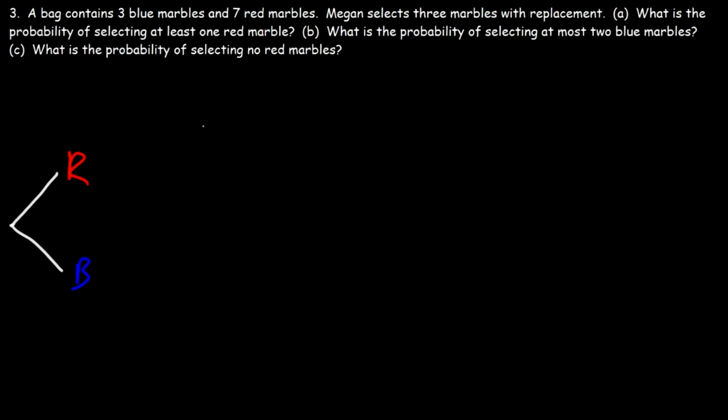And on the second try, remember there's 3 selections. She's selecting 3 marbles. So on the second try, it can be red and blue again. And after selecting blue, it can also be red and blue again. Now, there's a third try, or a third selection.